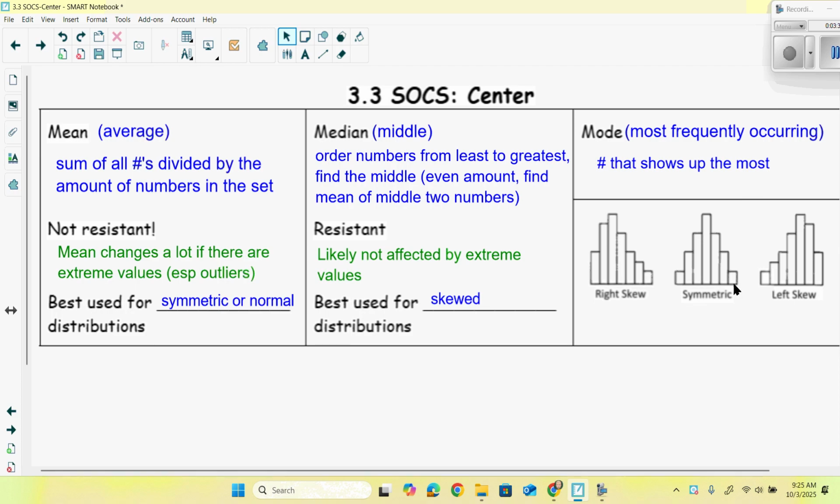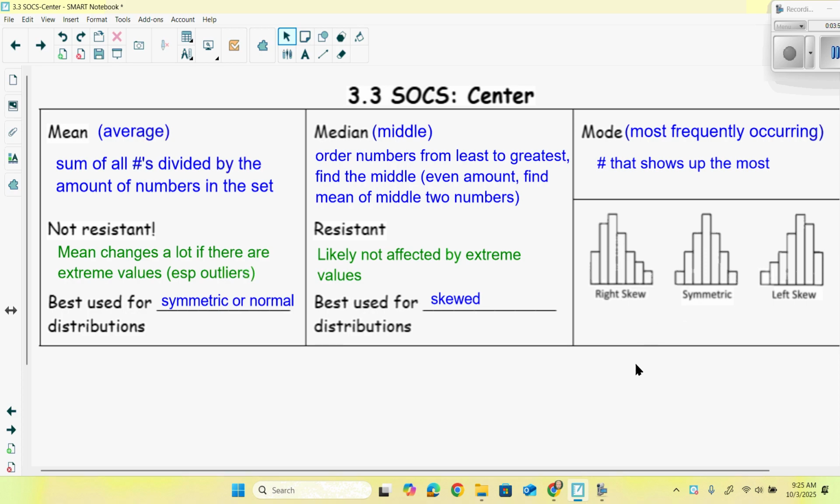And then just for example, remember what a right skew is. It's where most of the data is on the left. It just gets dragged to the right with the extreme value. Left skew looks the opposite, and then symmetric looks the same on both sides.